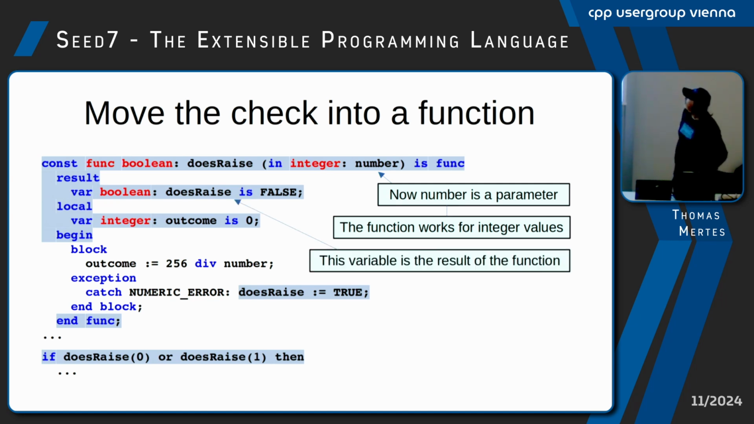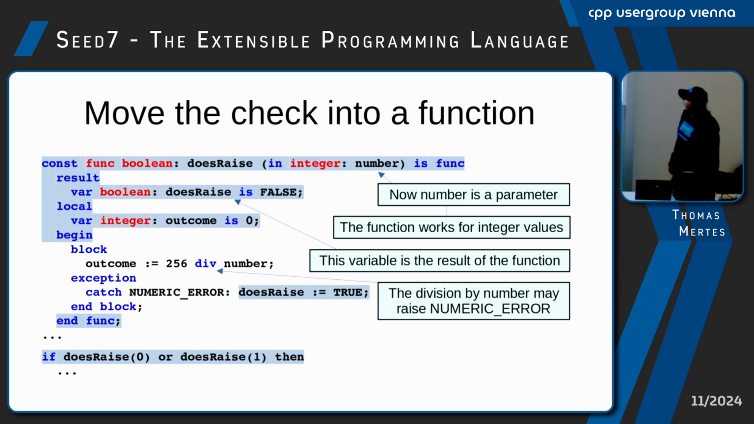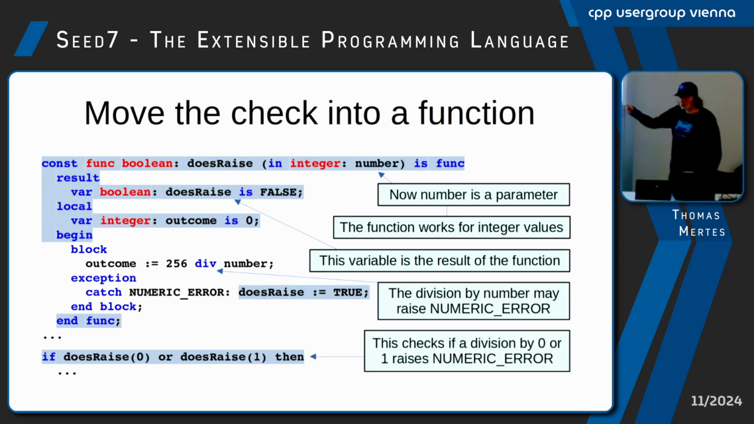And here we have a special thing of Seed7. This is a result variable, and this variable carries the result of the function. So at the end of the function, when the function body is finished, this is the result of the function. And here, the division by number may raise numeric error. This line at the bottom checks if a division by 0 or a division by 1 raises numeric error.